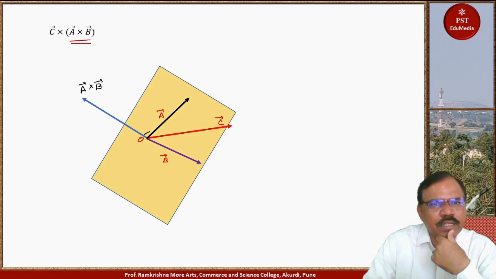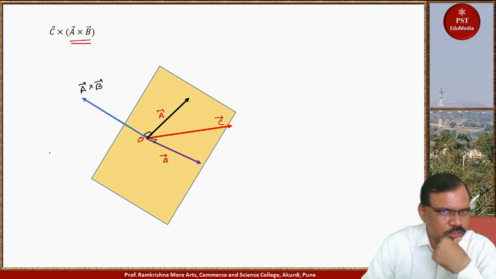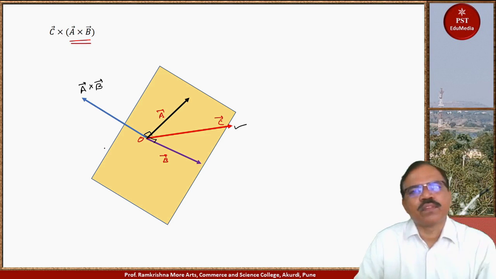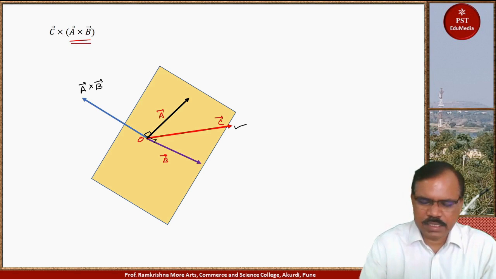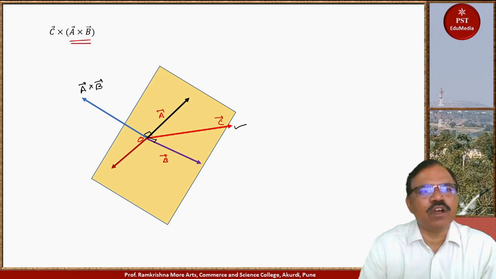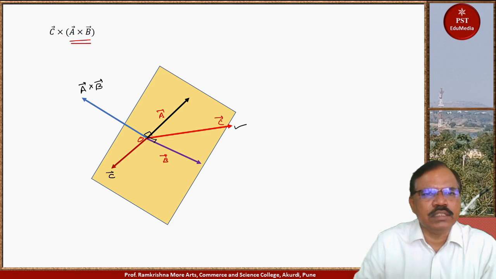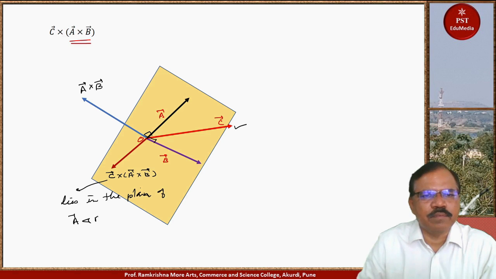And this one is perpendicular to this as well as perpendicular to this. And C is not in this plane. That's why I have shown like this. It is out of that plane. Now, what is C cross A cross B? C cross A cross B will lie in the plane of A and B. So this is C cross A cross B. So this lies in the plane of A and B.